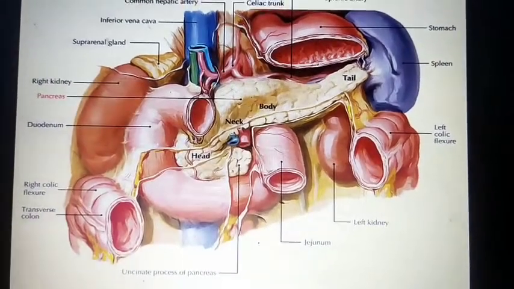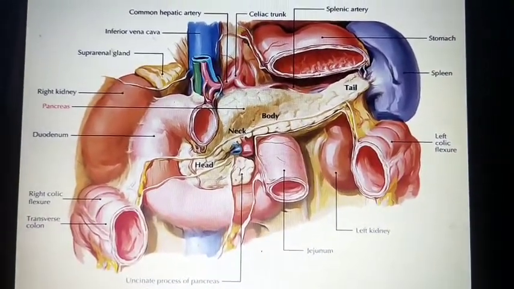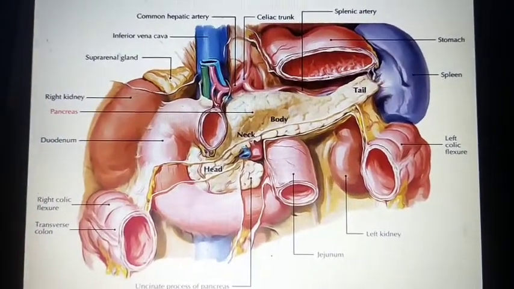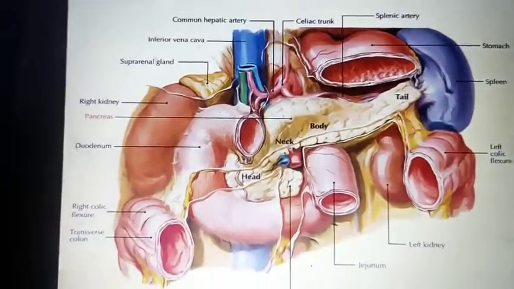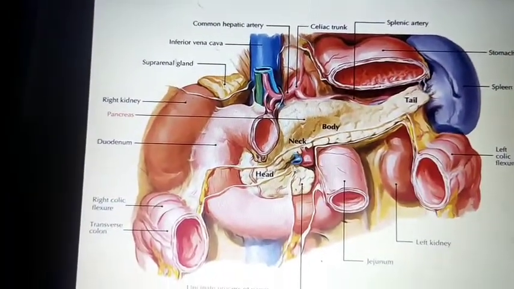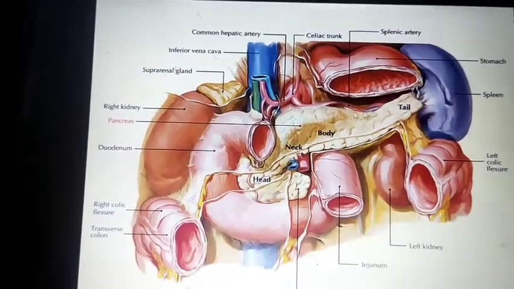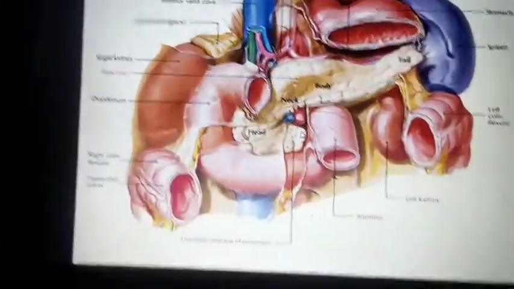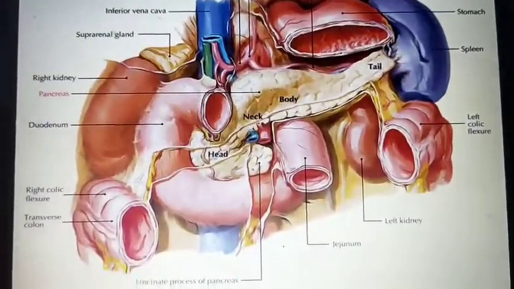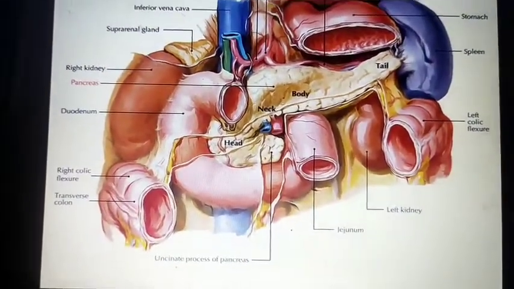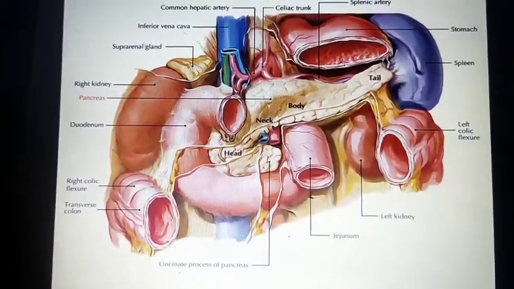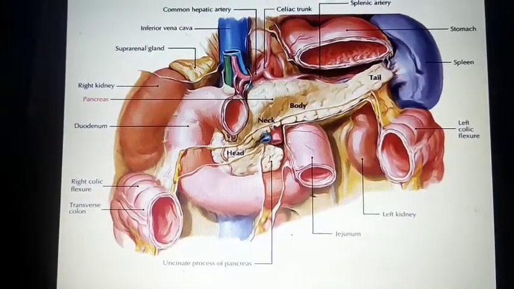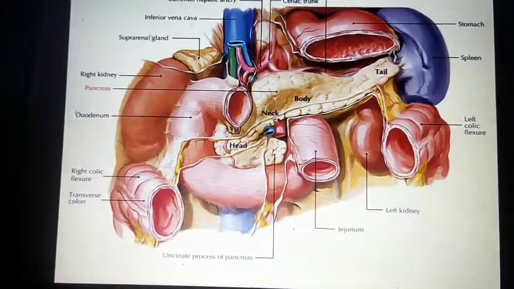Pancreas, first we can go for the size and shape. It is J-shaped or retort shaped. You can see here it looks like a J-shaped or retort-shaped organ. And size: length is 12 to 15 centimeter, width is 3 to 4 centimeter, thickness is 1.5 to 2 centimeter, and weight is 80 to 90 gram.